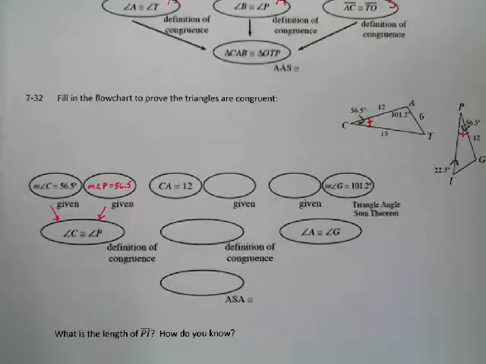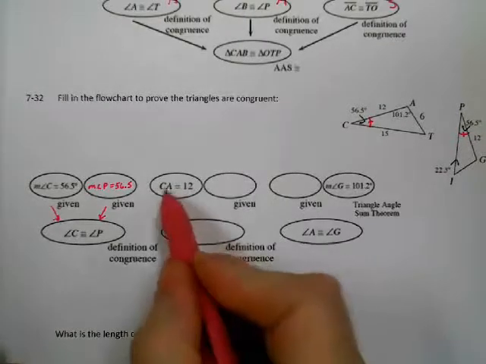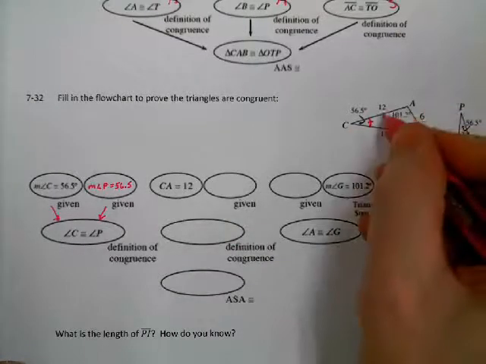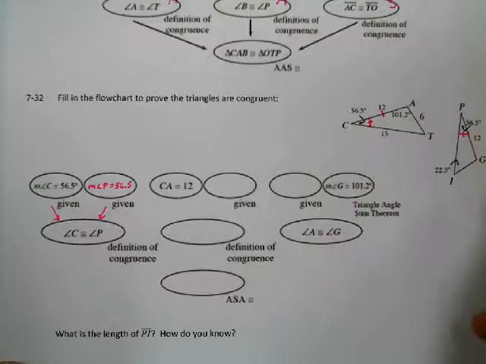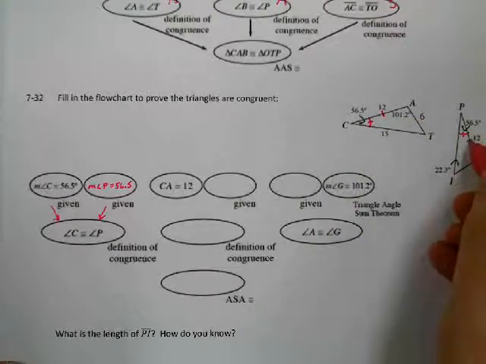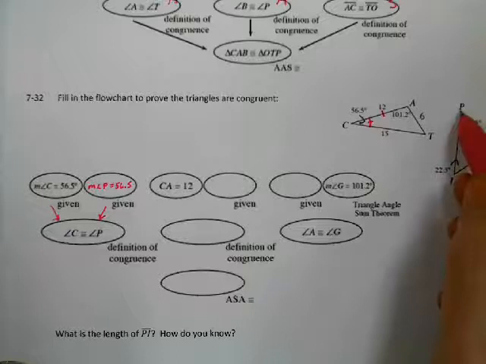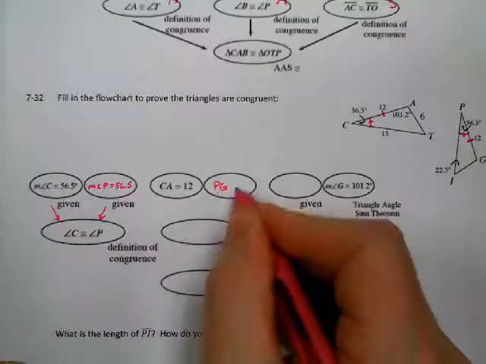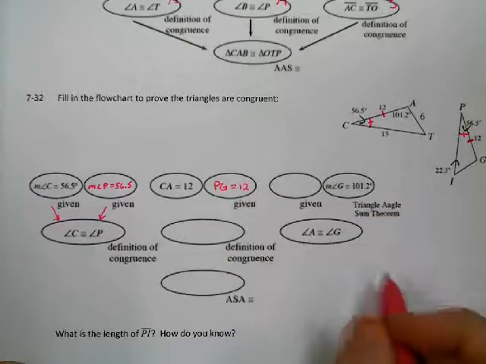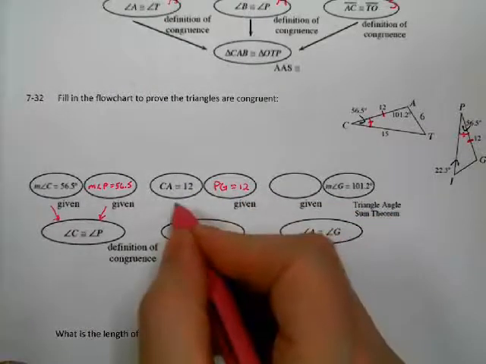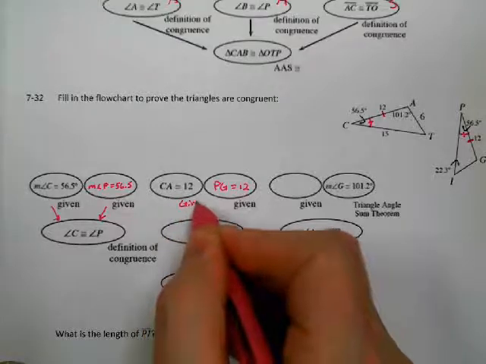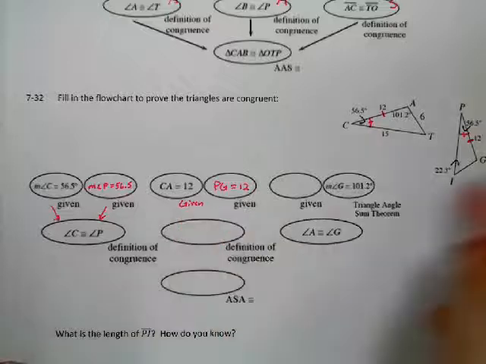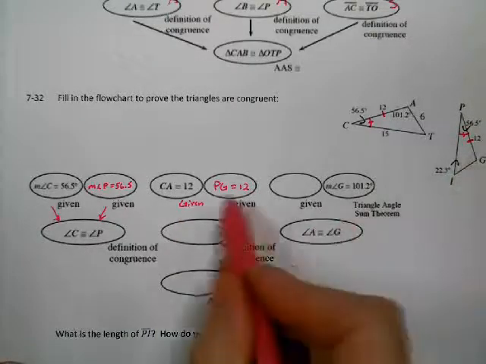Okay, next. CA is 12. There's CA. That one. Are there any others that are 12? Yes, this one's 12. So now I'm going to say that PG, the length from P to G, is also 12. Because they told me. I'm missing that we didn't say that was given, but it is. So CA is 12 because it's given. And now I know that PG is 12 because they told me it's given.